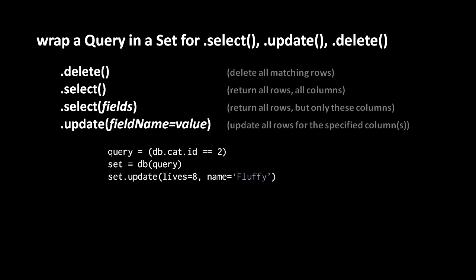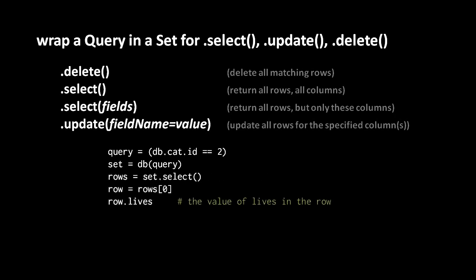So this invocation of update will modify all the rows in the cat table where ID equals 2, which again is presumably just one row, and so the values of lives and name in that column get updated to the values 8 and fluffy respectively.